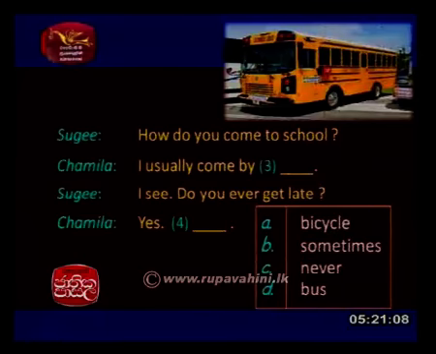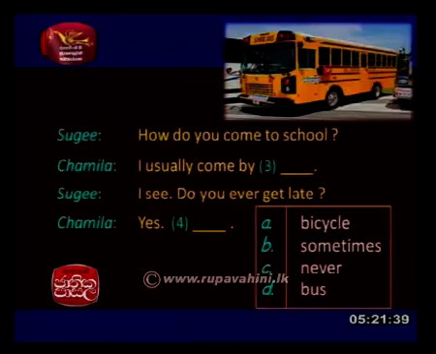You can take Sugi's character and you can take Chamila's character and read this question. Yes? How do you come to school? I usually come by blank. I see. Do you ever get late? Yes, blank. Right. What are the words given here? Bicycle, sometimes, never, bus. Right. And you can see a bus also there. Right. So that is the clue.